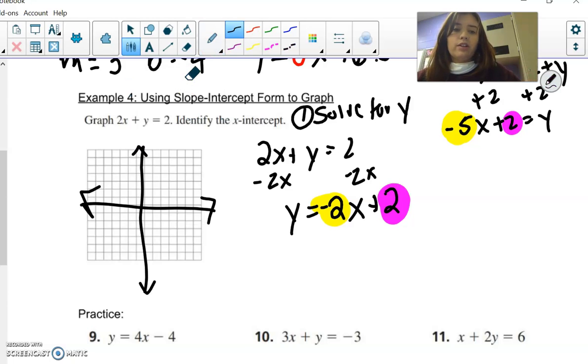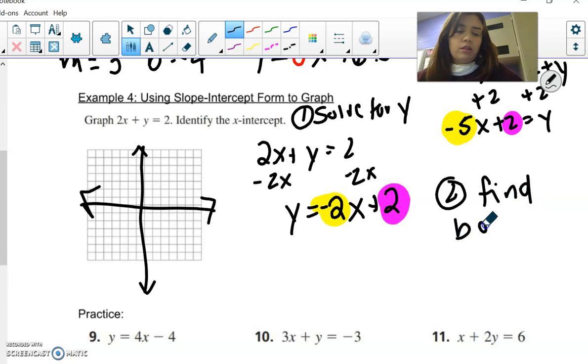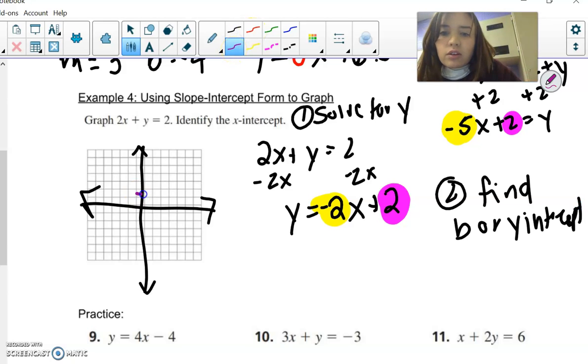So how you want to start is solve for y, and then find b, or the y-intercept. The y-intercept is the point where the line crosses the y-axis. So I'm going to go ahead and draw that right now. Here's 1, here's 2. We're going to put our dot right here. Our first step is complete.